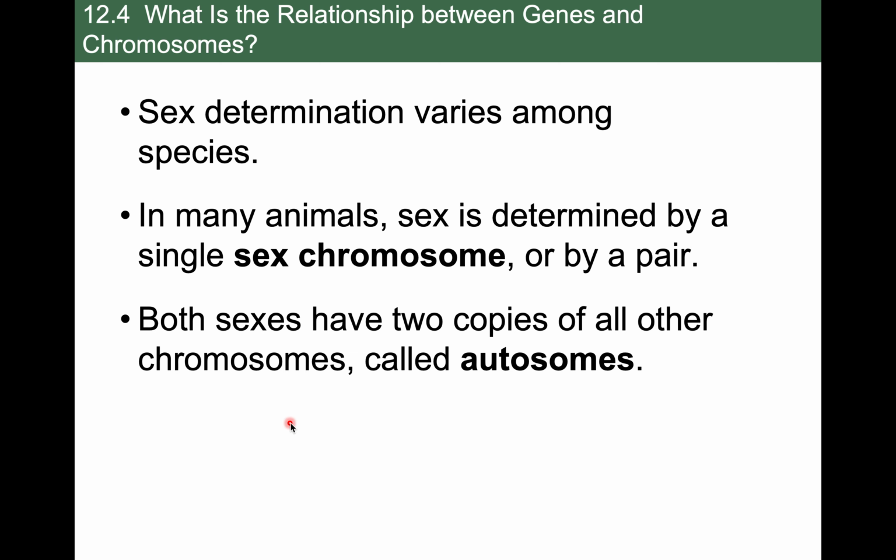You may be aware of this already, but in many animals, sex is determined by either the presence or absence of specific sex chromosomes. And sex chromosomes are distinguished from non-sex chromosomes, which are called autosomes. So in the human genome, we have a single pair of sex chromosomes. All the others are autosomes.